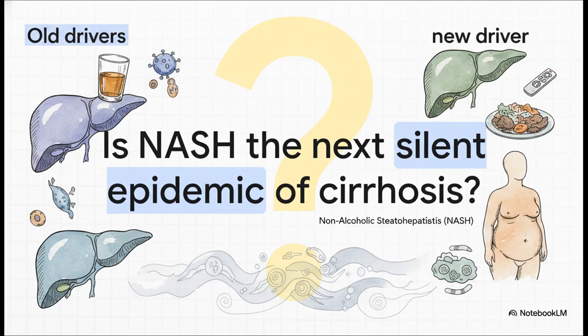And that brings us to one last, really crucial thought. You know, for decades, alcohol and viral hepatitis were the main causes of cirrhosis. But with the global explosion of obesity and metabolic syndrome, non-alcoholic steatohepatitis, or NASH, is on track to become the #1 reason people need a liver transplant. This is a massive public health challenge.